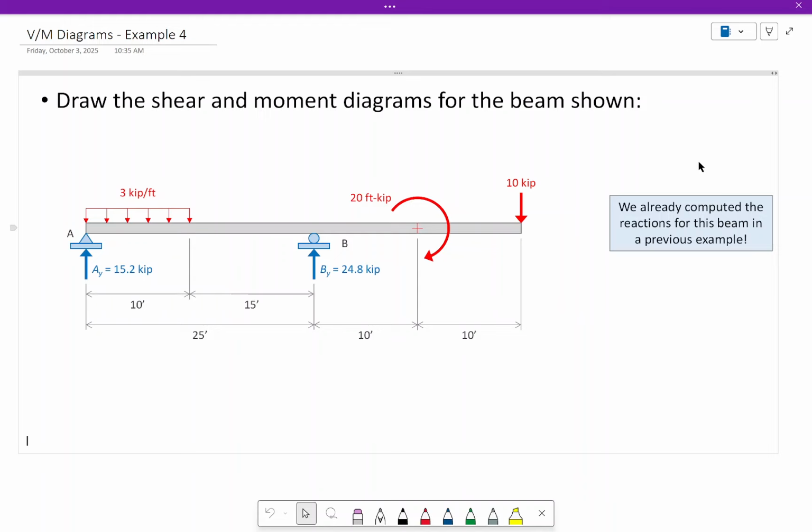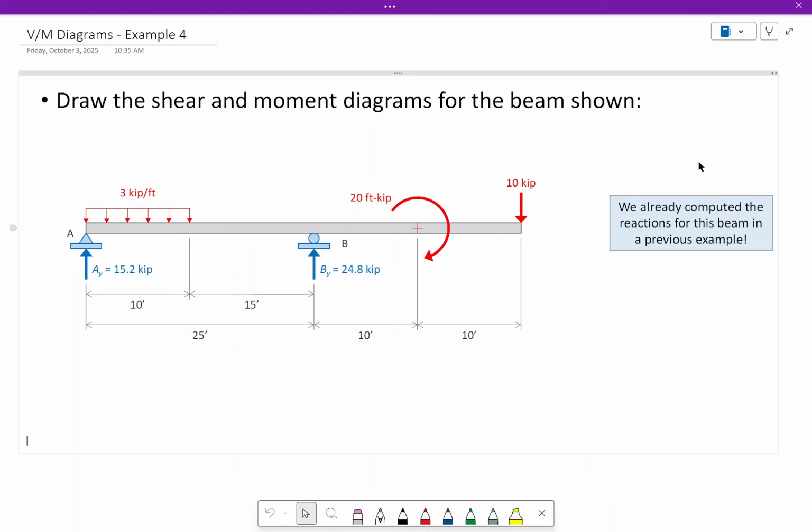So the first problem is an overhanging beam. It has a concentrated moment on it, but it also has a distributed load. It also has a point load. So I really like this example to make sure that we're holistically understanding everything associated with shear and moment diagrams, because it includes it all, okay?